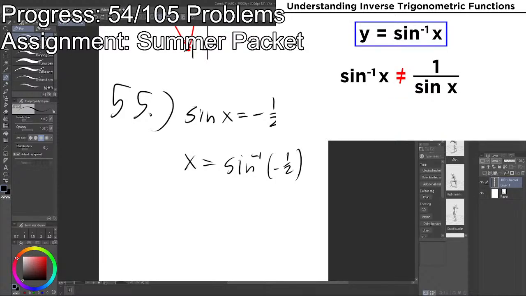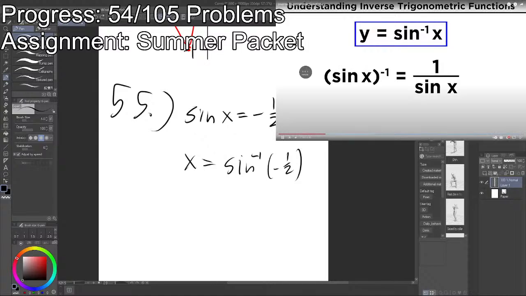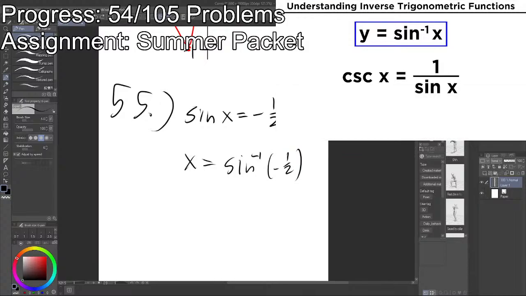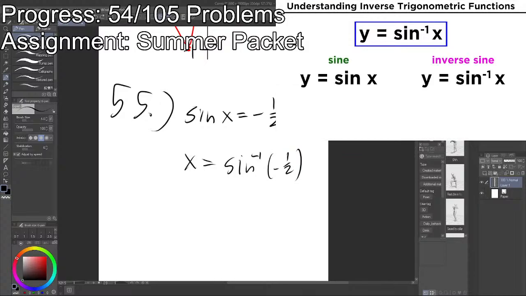We must note that inverse sine x is not the same thing as 1 over sine x. If we had the quantity sine x to the negative 1 power, that would equal 1 over sine x, which we already know is cosecant x. Instead, when we have the negative 1 here, it's the inverse sine function.